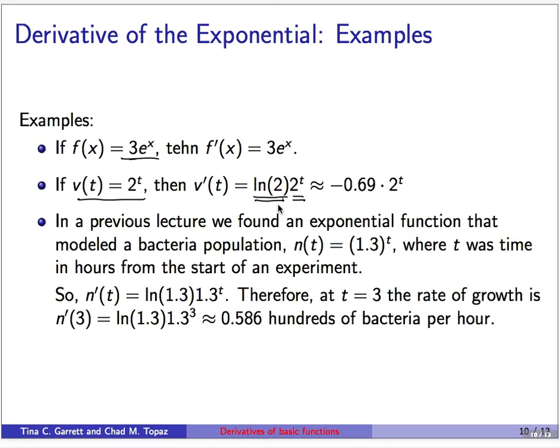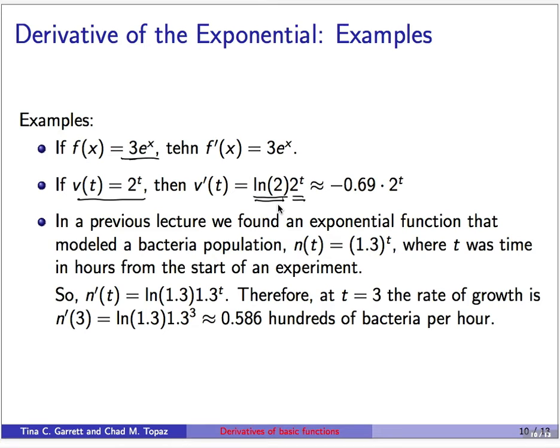Okay, in a previous lecture we actually found an exponential function that modeled a bacteria population, and that population n at time t was 1.3 to the t, where t was a time in hours from the start of the experiment. And we actually asked you to estimate some of those changes, the sensitivity of population to t, but now that we have these rules, we can compute those very quickly.